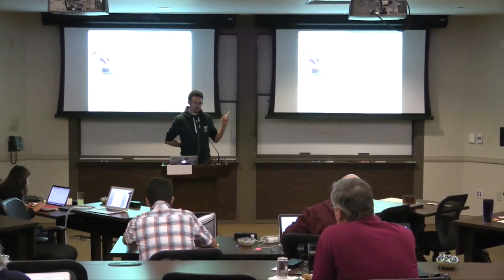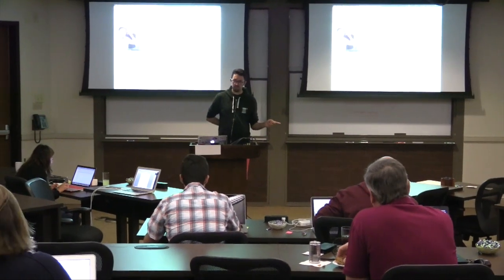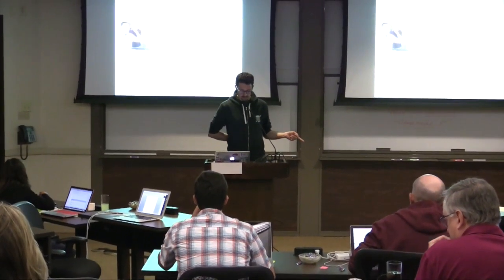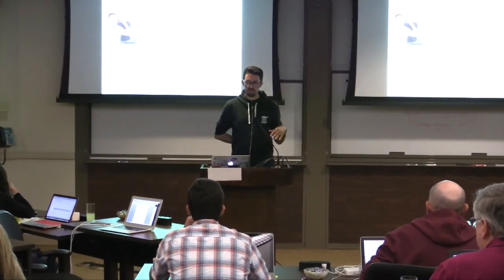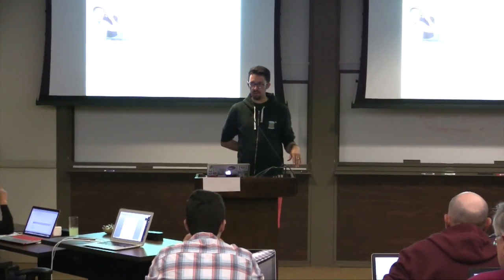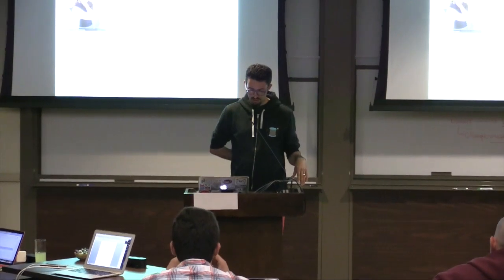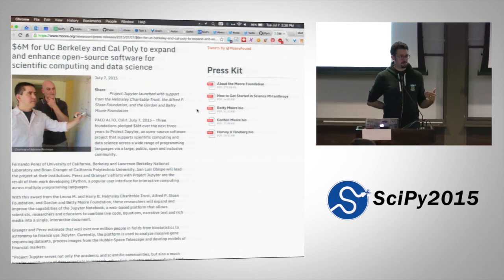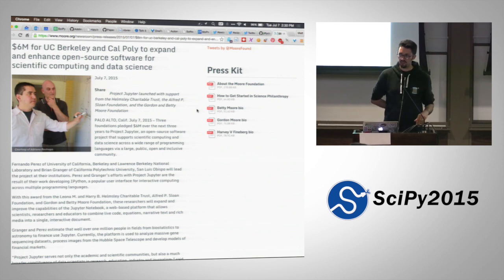I just threw this up because it just got posted on Twitter in the last 10 minutes. But Project Jupyter, which is the umbrella organization for IPython, that we're using, has just received $6 million in grant money to keep developing their project and working on that ecosystem. So good news for those people.